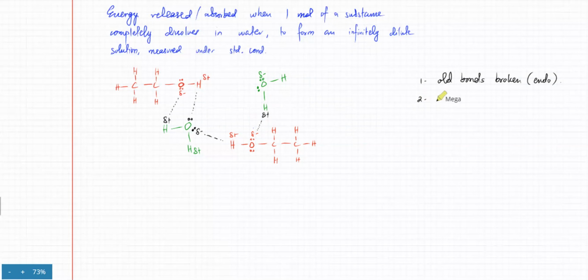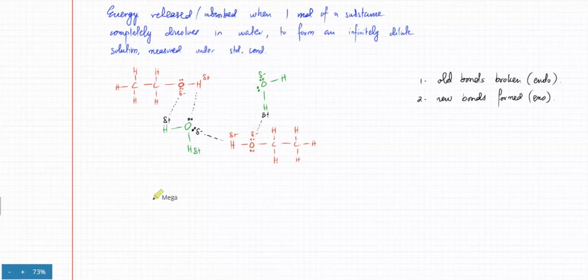So new bonds are formed. It depends whether it's going to be endo or exo, based on how much energy is needed to break bonds and how much energy is released during bond formation. Okay, so is this all clear? Ruben, is this clear?